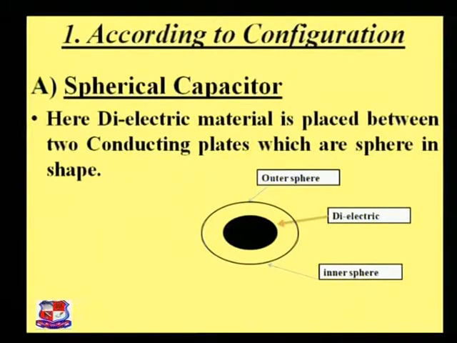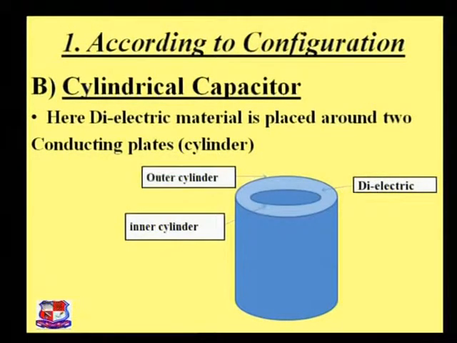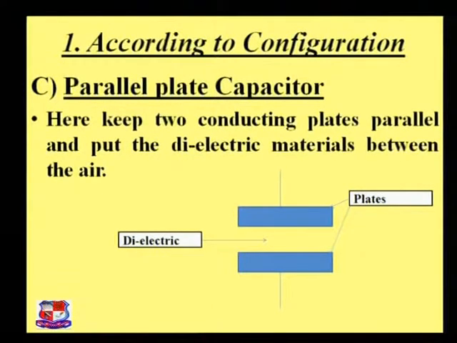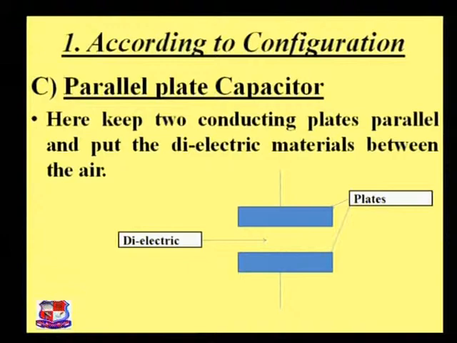According to the configuration, capacitors can be divided into spherical shape, cylindrical shape and parallel plate. If you make the conducting plates spherical, then it is known as a spherical capacitor. If you make the conducting plates cylindrical, then it is known as a cylindrical capacitor, and in all such capacitors a dielectric material is used between them. Lastly, in a parallel plate capacitor, the two conducting plates are separated by a distance d.